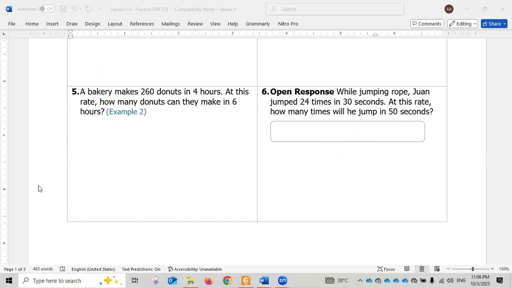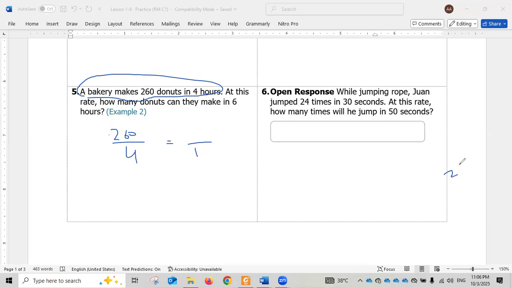A bakery makes 260 donuts in 4 hours. I'm just solving the first part of the question. The bakery makes 260 donuts in 4 hours. I will check in 1 hour how many donuts the bakery will make. So I will divide it.